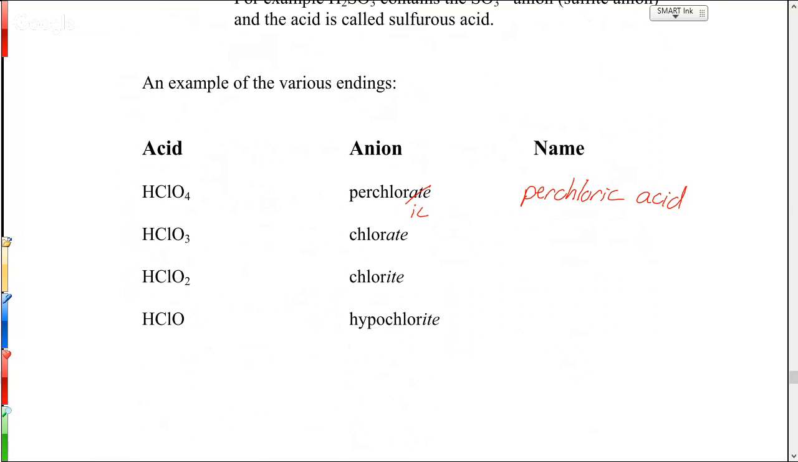Notice there's no hydro on the beginning. That only applies to those couple acids that we talked about before. Most other acids go like this, so perchloric acid. What about HClO3? Chlorate, so what's that acid called? All you got to do is change the suffix. You wanna just shout it out. Chloric. Chloric, thank you, yeah.